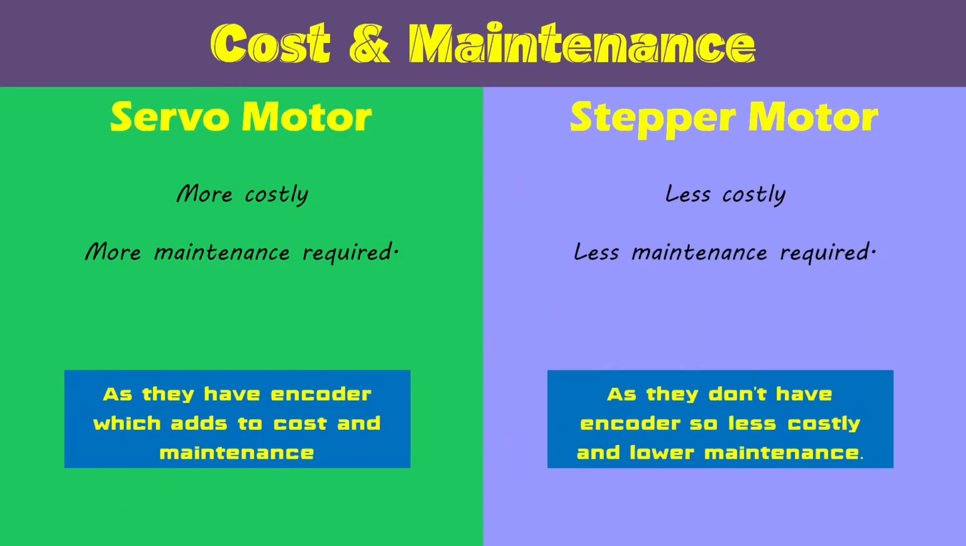As servo motors need to have an encoder for fulfilling its desired operational requirement, they are costly in comparison to stepper motors, which do not need any encoder. More parts always mean more maintenance, so servo motor will always need more maintenance in comparison to stepper motors.